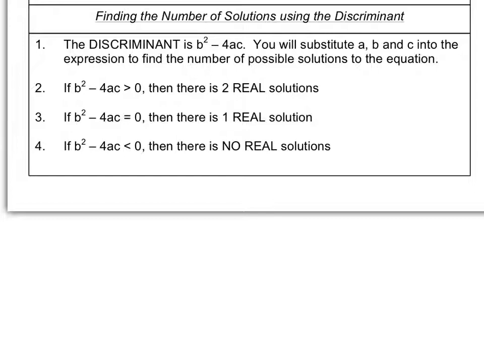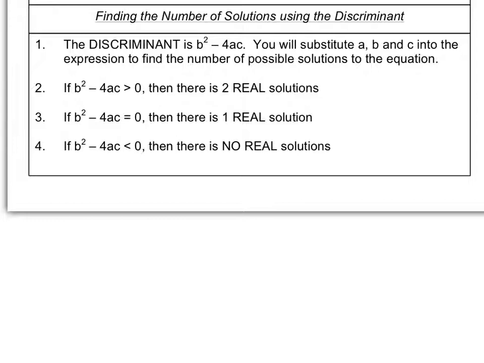And then the last one is, if you take b squared minus 4ac and it's less than 0, or it's a negative number, that means you have no real solutions. That means there are no real number answers. For right now we're going to say that that's no real solutions. We're going to get into that in later sections and decide what that is. Okay, so let's take a look now and figure out how we're going to find the discriminant.